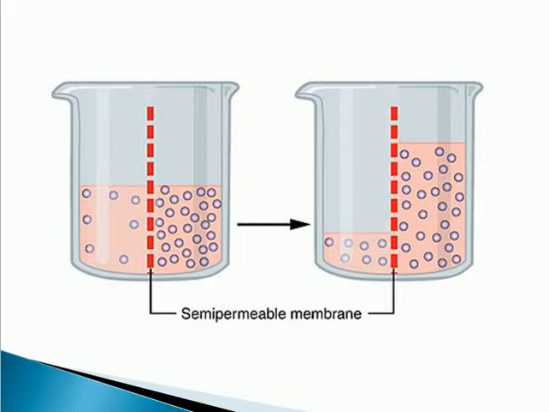Or we can define osmosis as the movement of water from its high concentration to the level of low concentration through a semi-permeable membrane is called osmosis. Okay, so I'll again repeat both the definitions of osmosis. Osmosis is the diffusion of water through a semi-permeable membrane. The second definition is the movement of water molecules from their higher concentration to their lower concentration through the semi-permeable membrane is called osmosis.